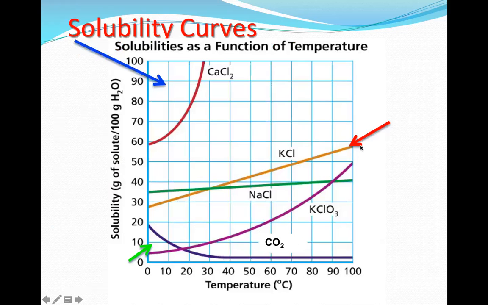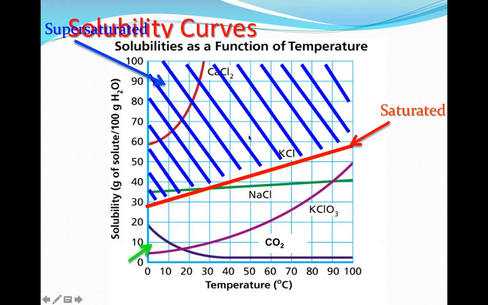Okay, so let's take a look at the line for potassium chloride, this orange one. That line represents the saturated point. Now notice every temperature has a different point. So at 10 degrees Celsius, that's about 30 grams. At 50 degrees Celsius, it's closer to maybe 43 grams. At 70 degrees Celsius, it's just shy of 50, maybe about 49. And then at 90, it's about 55 grams. So temperature plays a big part in how saturated something is going to be.